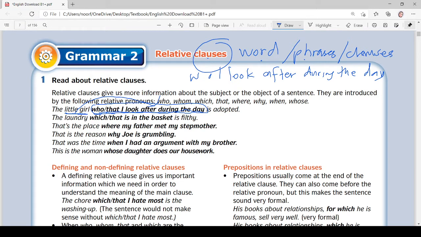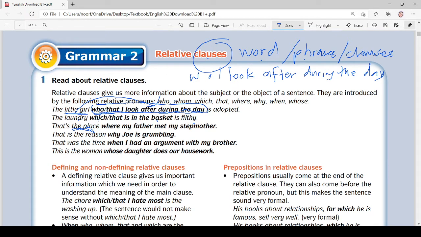Sama juga macam yang second example ni. The laundry which is in the basket is filthy. Kita boleh cakap juga kan, the laundry is filthy. Pendek je kan? Tapi kita nak panjangkan ayat lah ataupun nak bagi lebih detail lagi. Laundry yang mana? The laundry which is in the basket is filthy. Okay. Number 3 tu, sentence tu, that's the place, the place where my father met my stepmother. So, place tu, memang ada dah. That's the place.